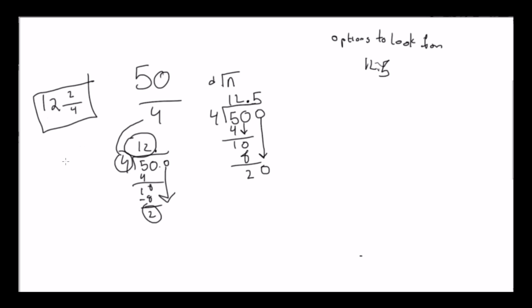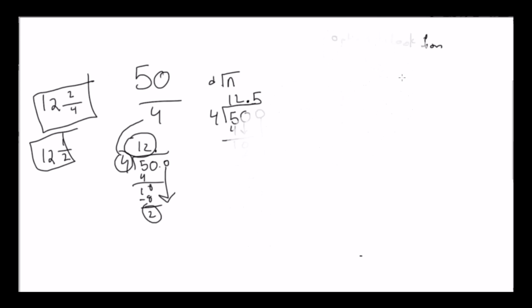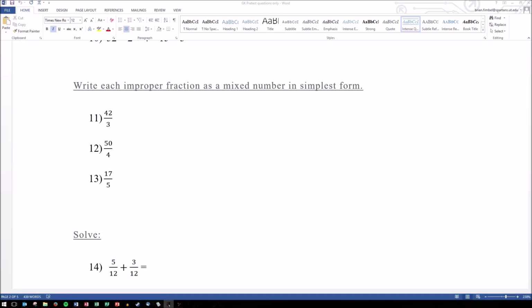Those are the parts to my whole. And I have 12 and 2/4. Well, that is not going to be on the test because it's not in simplest terms. So what are we going to do? Does 2 go into 2 and 4? Yes, it does. It goes in once and twice. That's your other option, 12 and 1/2, which is equivalent to 12.5. So that's a good sign that we did this correctly. All right, let's see our next problem.